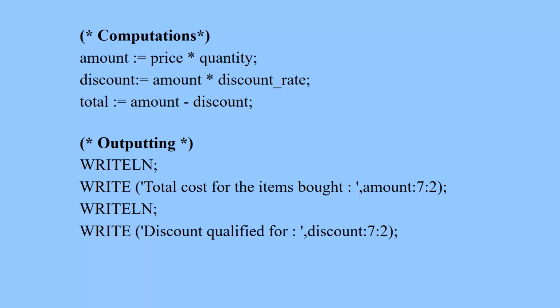Then display the following statement: discount qualified for. Pick what is in the memory location called discount. Whatever is there, formatted to be a maximum of 7 characters, with 2 of those characters after the decimal point, in other words, not exceeding 2 characters. So if, for example, what is in the discount is 15.67, then this statement will read as discount qualified for 15.67.